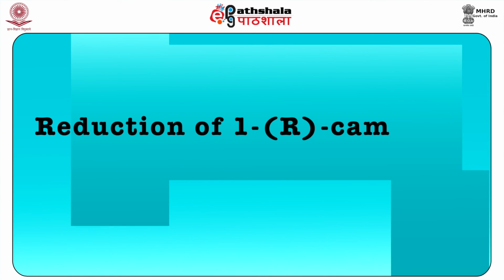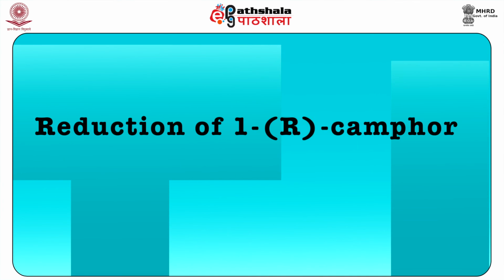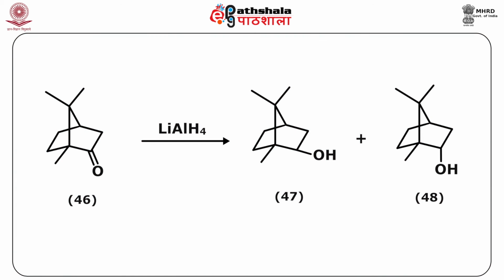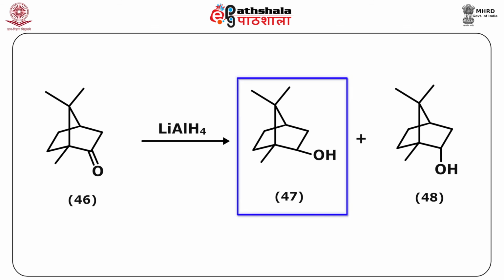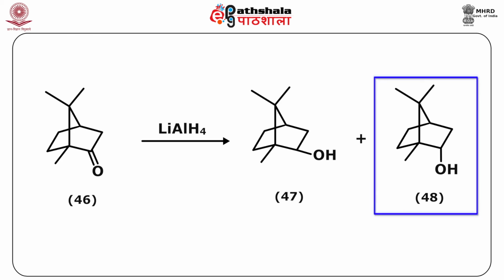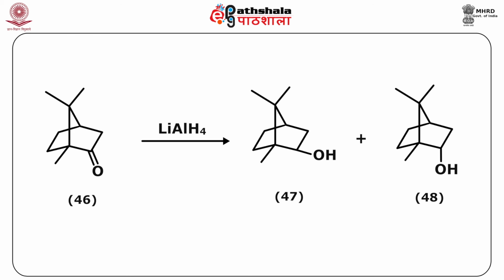Reduction of l-camphor. Reduction of 1-R-camphor by 1 equivalent of lithium aluminium hydride afforded a 90.2:9.8 mixture of isoborneol with borneol, and an 88.7 to 11.3 ratio was obtained with racemic camphor under identical reaction conditions.